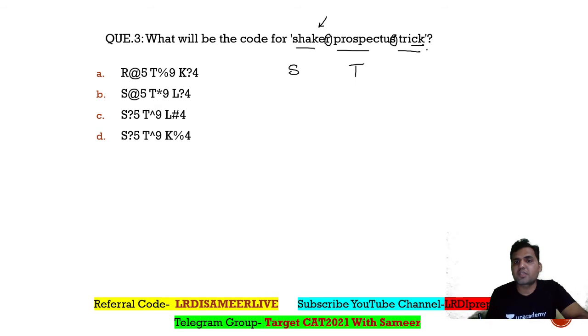The code for this must start with JKL, right? So I'm looking for that option which is having S, T, and L. This option is eliminated. This is eliminated. So these are the only two options with S, T, L. If you look at the number of letters now, you see that 6 letters are there, so it must be ending with 5.